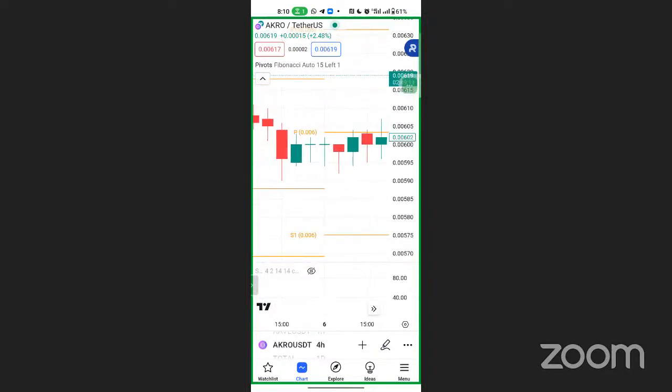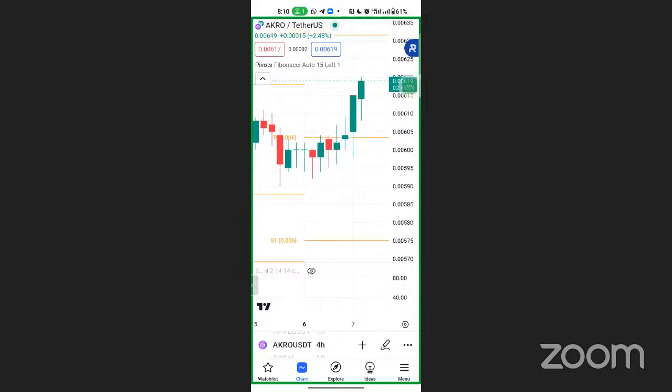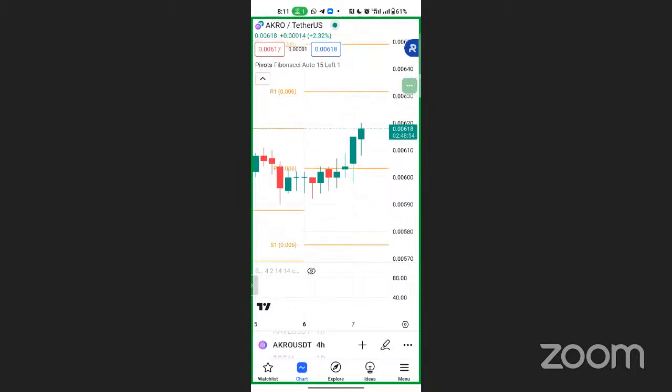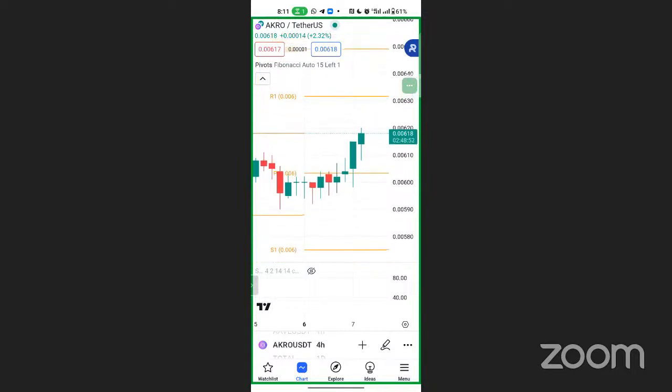Okay. Now, this is the pivot point. You see, candles have closed above the pivot point. And when they close above the pivot point, ladies and gentlemen, can you imagine where our next step will be?